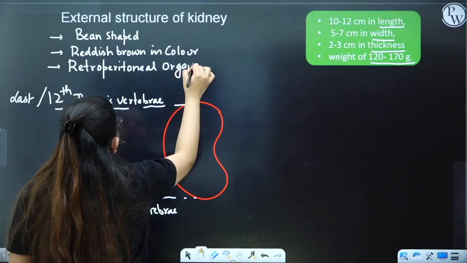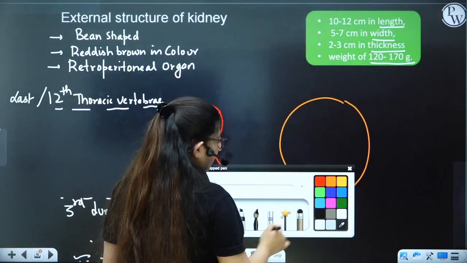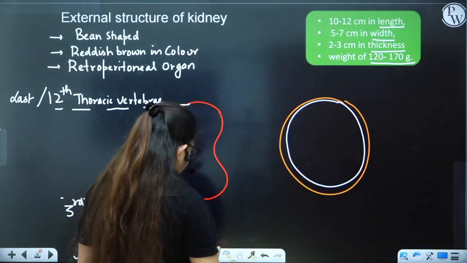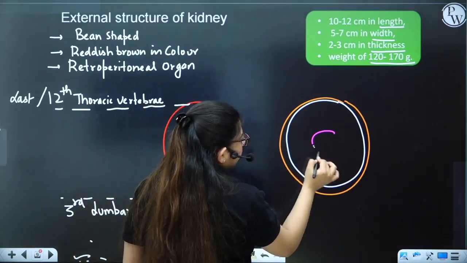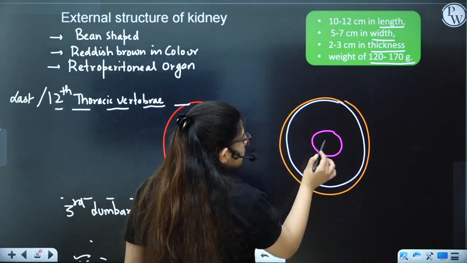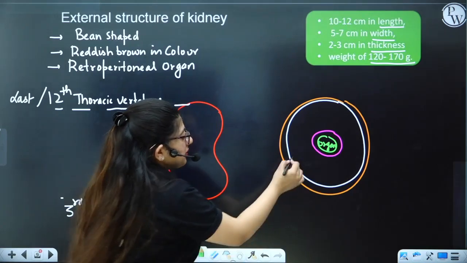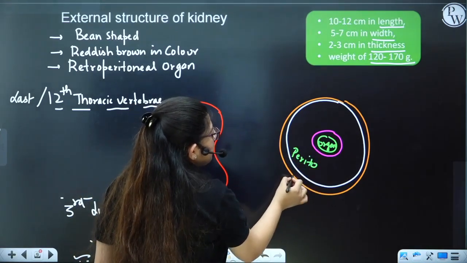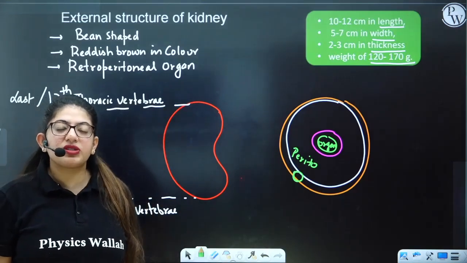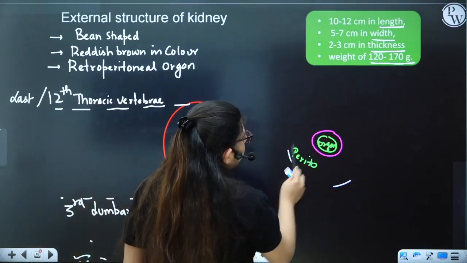So most of the organs, like if this is your body wall, most of the organs are present in a cavity known as peritoneum. So this is the outer layer of peritoneum, this is the inner layer of peritoneum, and you can easily see that these organs are present right here. These are peritoneal organs. But sometimes the organs are present outside the peritoneum, and you call these organs retroperitoneal organs.